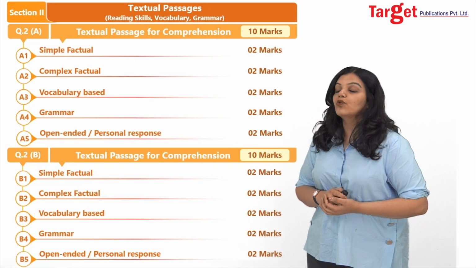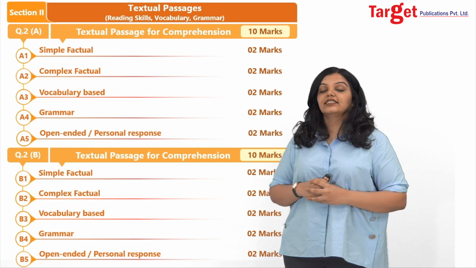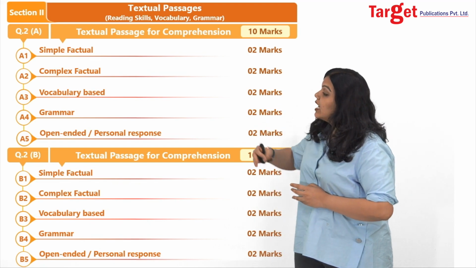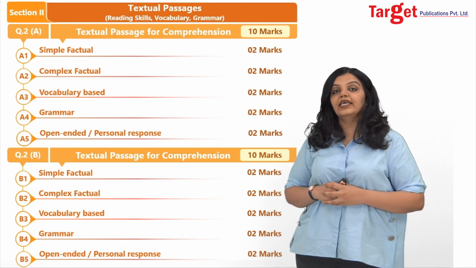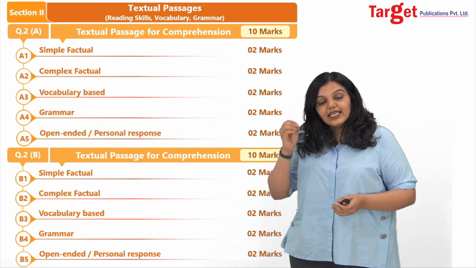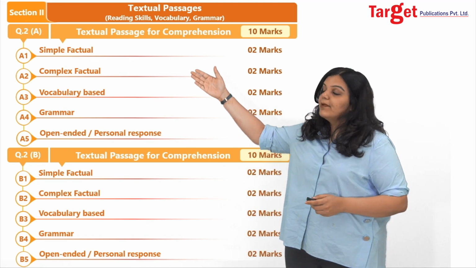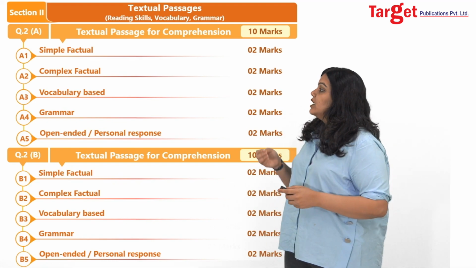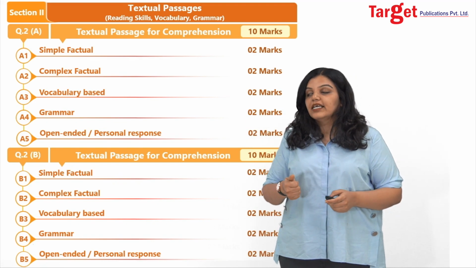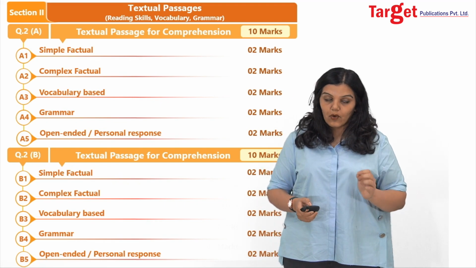Now moving on to question 2. In question 2, you will see that question 2A has a textual passage for comprehension, and so does question 2B. So these are 2 passages, each of 10 marks. And in each of these passages, you have 5 different types of questions: the simple factual, complex factual, vocabulary-based, grammar-based, and finally the open-ended and personal response kind of questions.